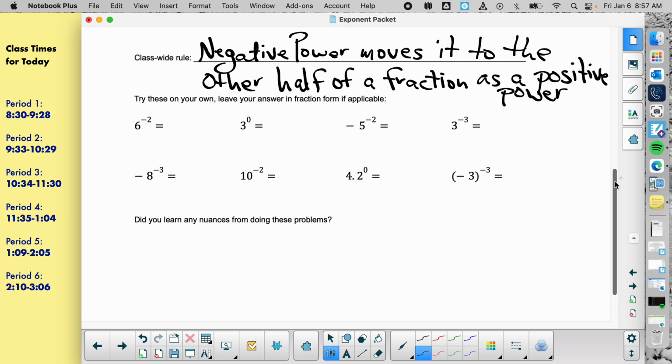Mikey, choose somebody else. Jacob. Can you help me do 6 to the negative 2? Yeah, you would put the negative 2 with the 6 under a 1. Okay, so it would say 1 over 6 to the power of 2, just a regular 2, good. So this would be 1/36.